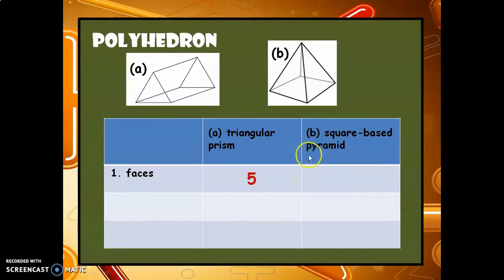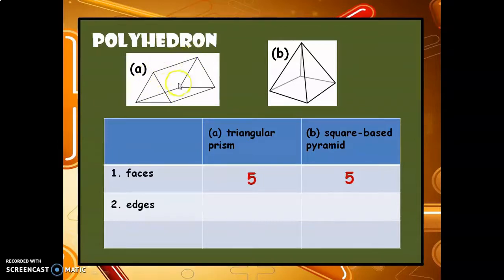What about the square based pyramid? If your answer is 5 also, that is correct because we have 4 triangles and 1 square, which is the base of this pyramid. So we have 5 faces. Okay, what about the edges now? Let's count the number of edges. Again, those are the lines, which are connected through those corners, which are the vertices.